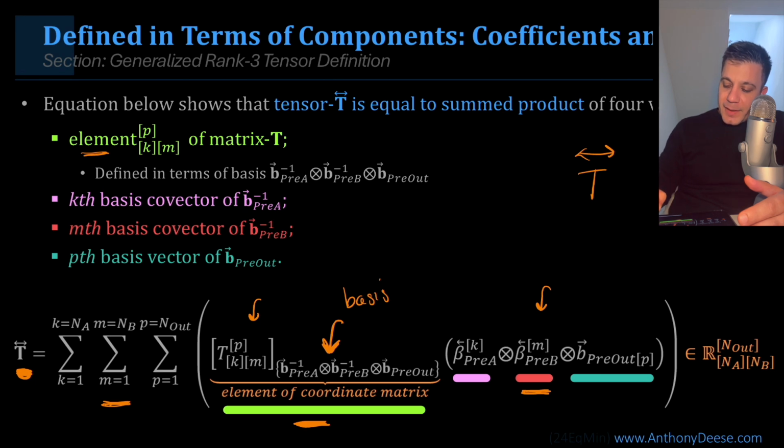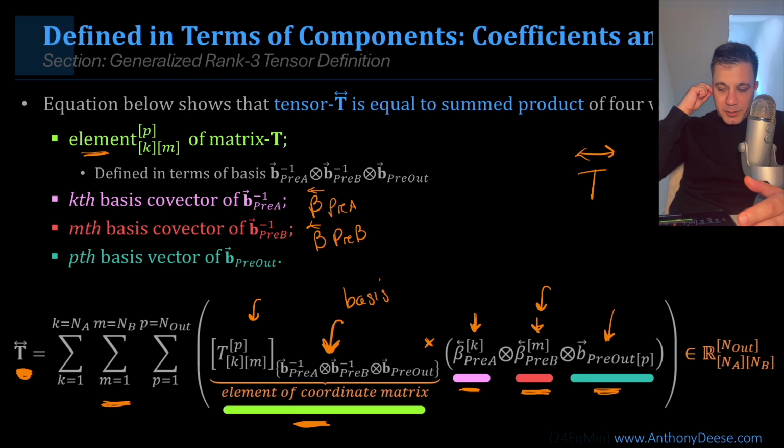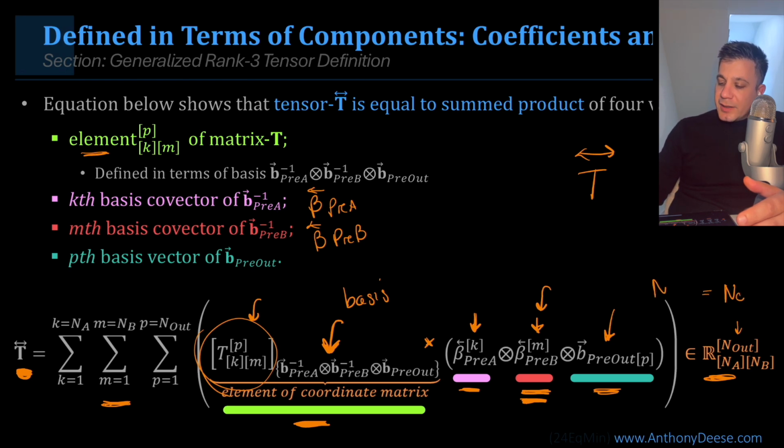Okay, so we take that and we multiply that by the kth basis covector of beta pre-A, the mth basis covector of beta pre-B, and then the pth basis vector of B pre-out. And so we expect that to generate an algebraic object with the size equal to that of the coordinate matrix, as well as equal to the size of each element of the basis set. Essentially, the size of the contravariant rank will be n out, although I guess previously we called this nc, but let's just assume nc is equal to n out. The first covariant rank has a size or a length of na, and the second covariant rank has a size or a length of nb.